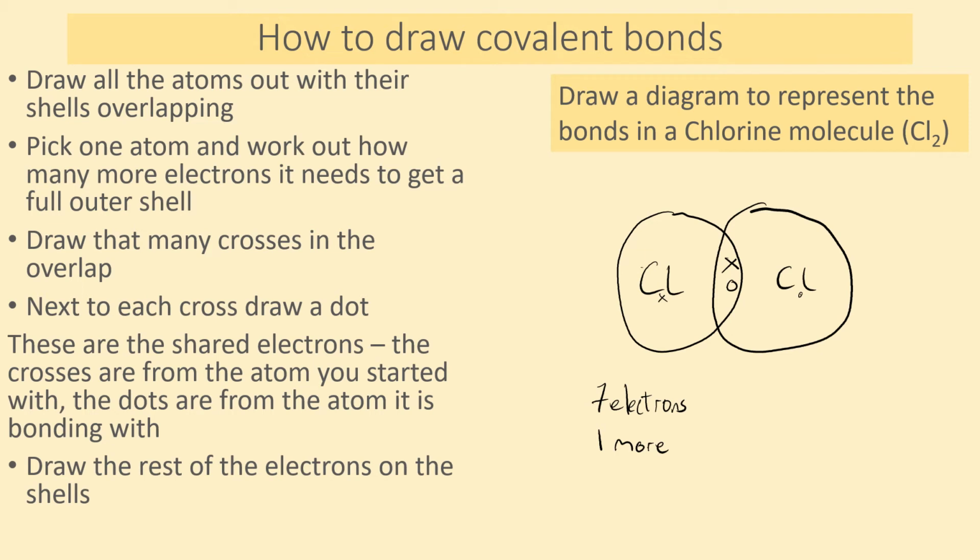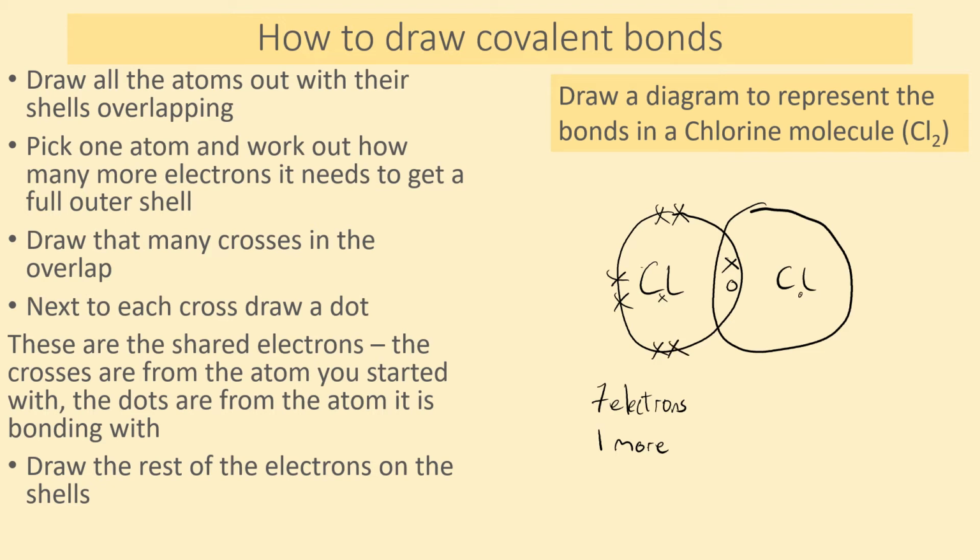I need to draw the rest of the electrons on the shell. Okay, so I need to draw the rest of my crosses on here. This one has 7 electrons. I've drawn one cross already, so I need to draw 6 more. 1, 2, 3, 4, 5, 6. That was easy. I'll draw my dots now.